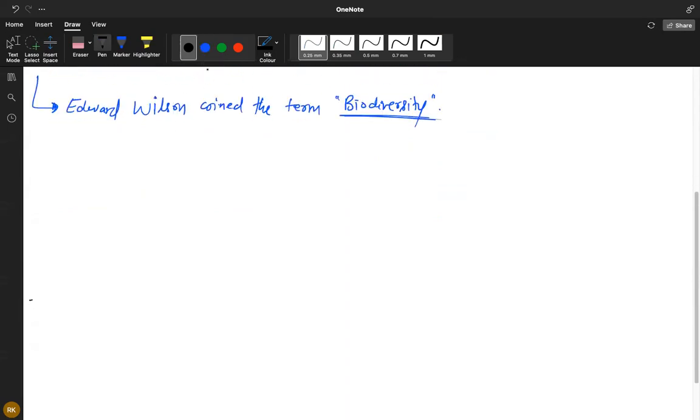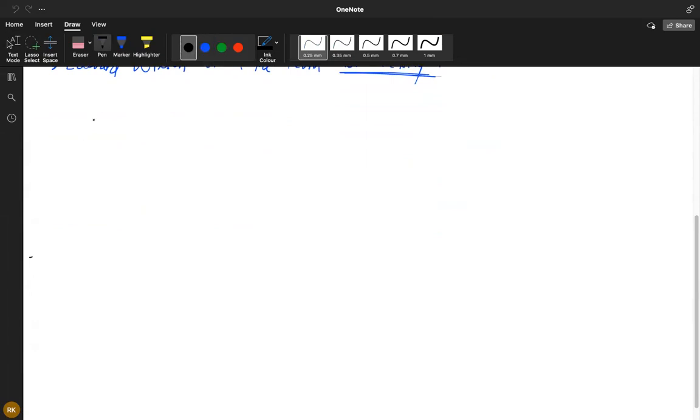And what we will be focusing on is three levels of biological organization for its diversity. The first, we will be talking about genetic diversity.